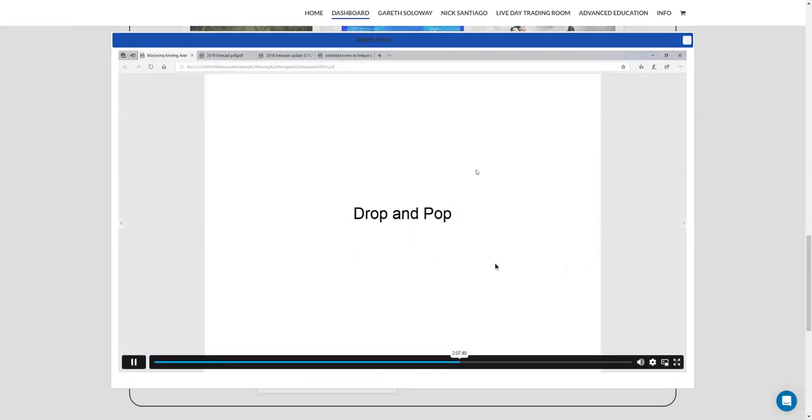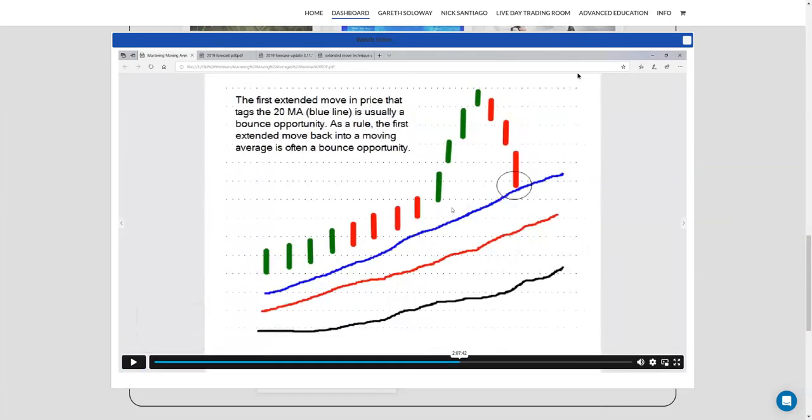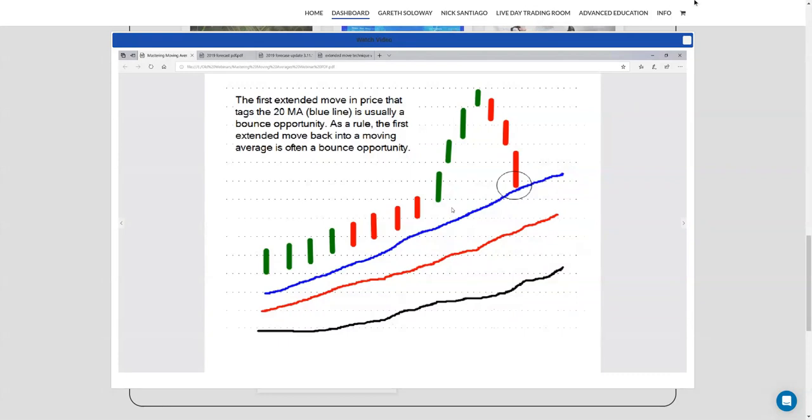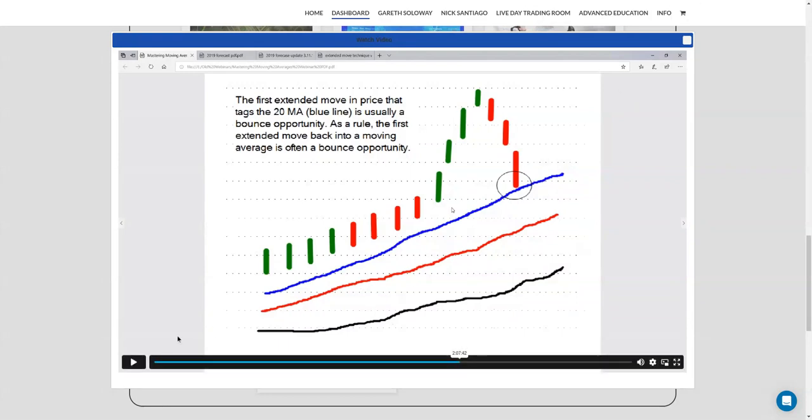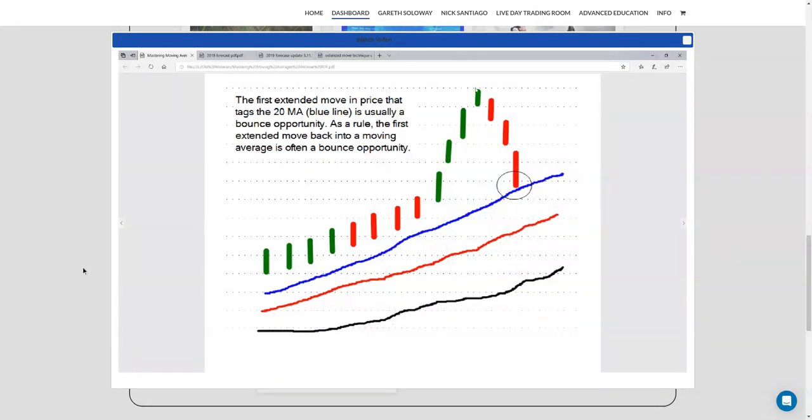All right, drop and pop. It's the same thing, just the other way. As long as price is coming from an extended point, would this be support or resistance? Support. All right, look for a bounce. This trade, by the way, works a lot every day. I might do this trade probably 3 days a week.